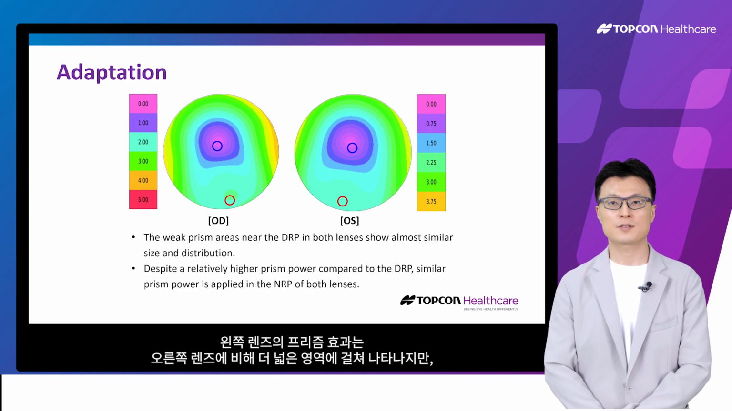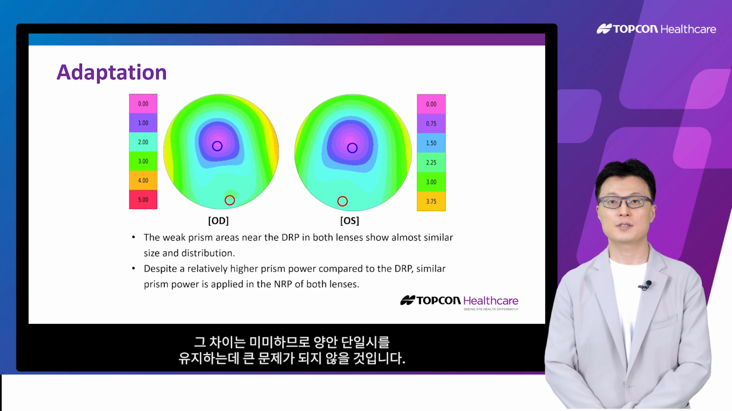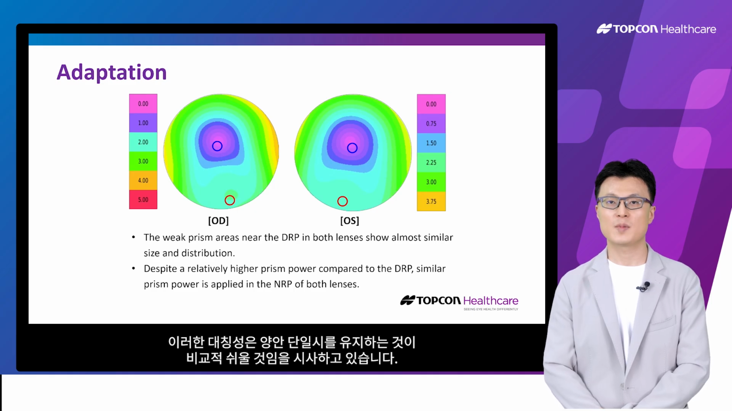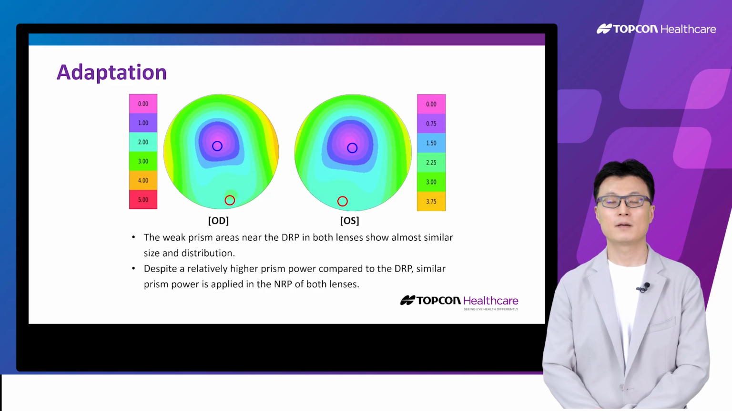While the prism effect on the left lens extends over a wider area compared to the right lens, the difference is minimal, so maintaining binocular single vision shouldn't be a problem. We also observed that around the NRP area, both lenses have almost the same level of prism power. Again, this symmetry suggests that maintaining binocular single vision will be relatively easy.